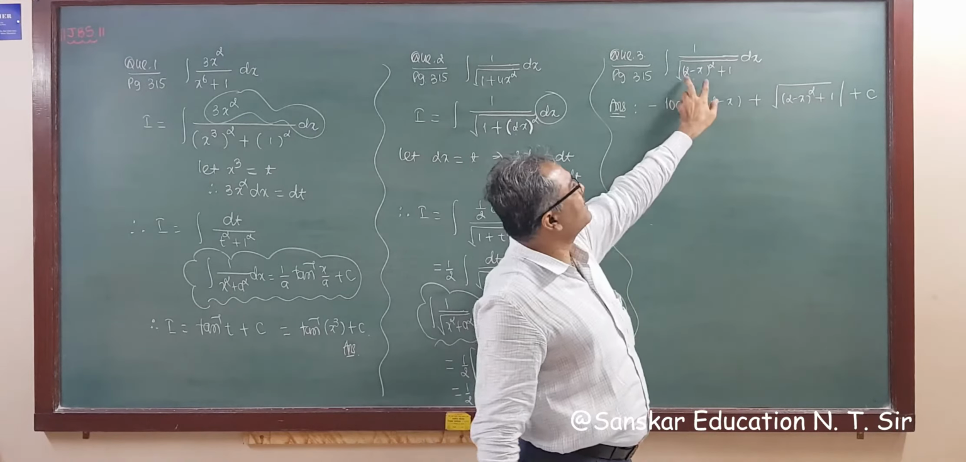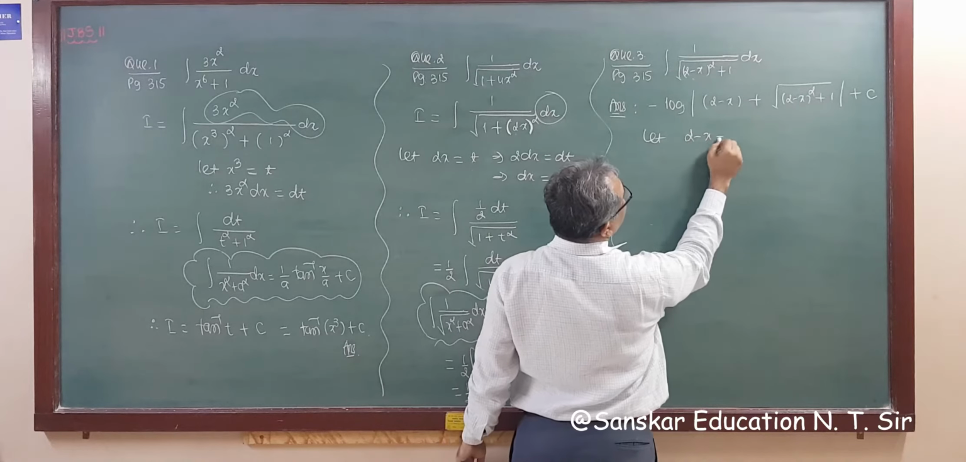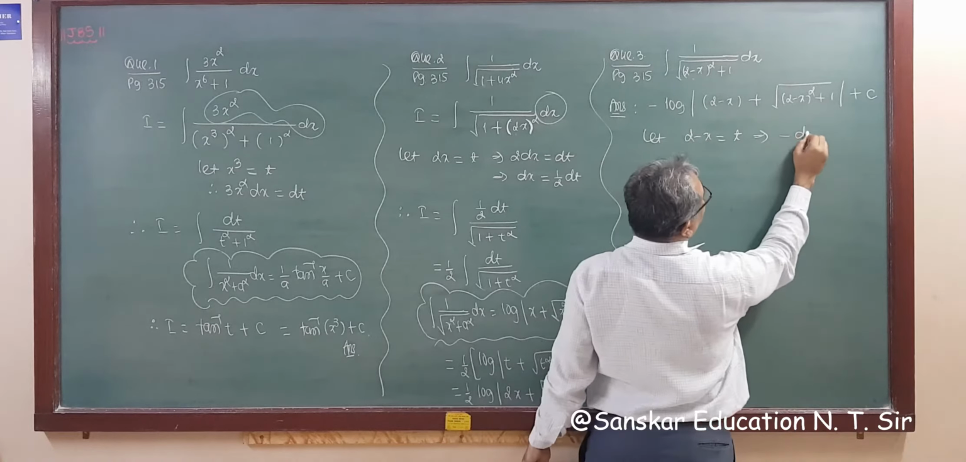Now this is something new, so we have to assume for that. So we are assuming that let 2 minus x is equal to t. The derivative of this is minus dx is equal to dt. So this implies dx is equal to minus dt. So I is equal to integration minus dt whole upon square root of t square plus 1.